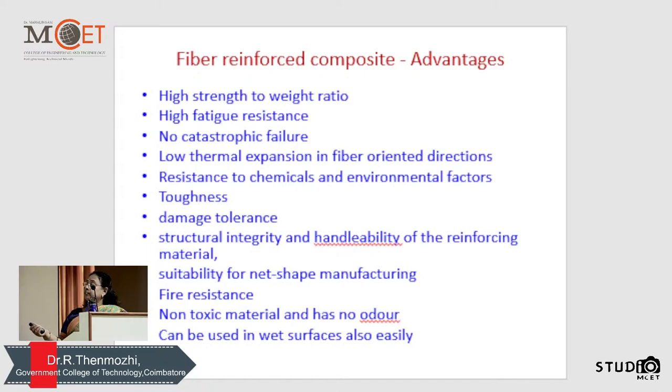Based on those applications, people have derived these kinds of advantages: a high strength to weight ratio, high fatigue strength and no catastrophic failure, low thermal expansion, more resistance to chemical and environmental factors, more toughness and damage tolerance, structural integrity and malleability of the reinforcing material, suitability for net shape manufacturing, a lot of fire resistance, non-toxic material, and no water absorption, so it can be used on wet surfaces also easily. So these are the applications we have, and due to that, people are using this.